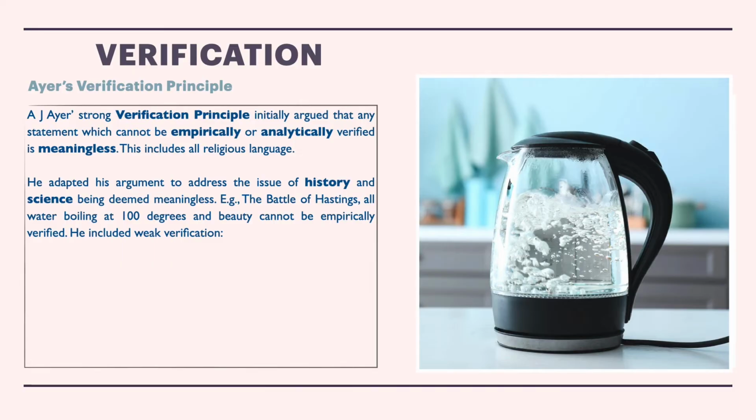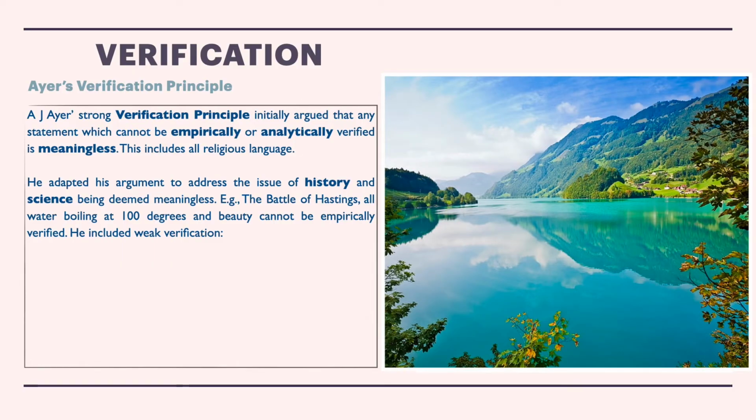You can also take beauty. We like to look at a picture like that and say how beautiful it is. But according to Ayer's strong verification principle, if we applied it in a harsh way to something like beauty, it would be a meaningless thing to say that this is a beautiful picture, because you can't empirically verify its beauty, and by definition, it's not what beauty is.